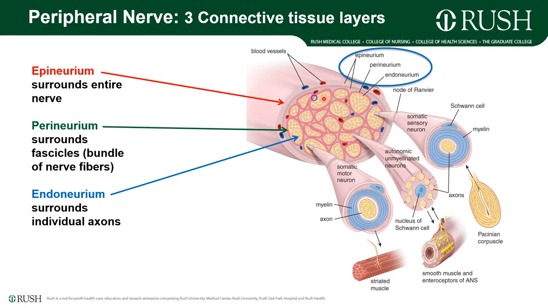Collection of these fascicles, which forms the actual nerve, is surrounded by another set of connective tissue referred to as the epineurium. And here you can see the sensory neurons as well as the motor neurons are running within that whole big nerve, as well as autonomic unmyelinated neurons.